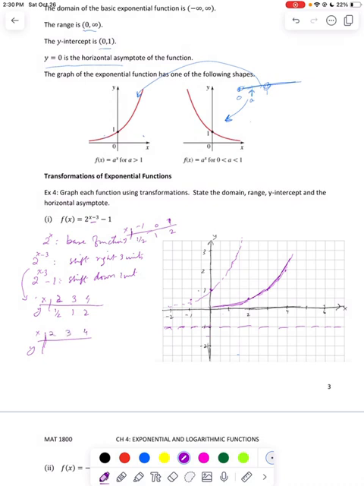1/2 minus 1 is negative 1/2. 1 minus 1 is 0. And then what else is 2 minus 1 is 1.